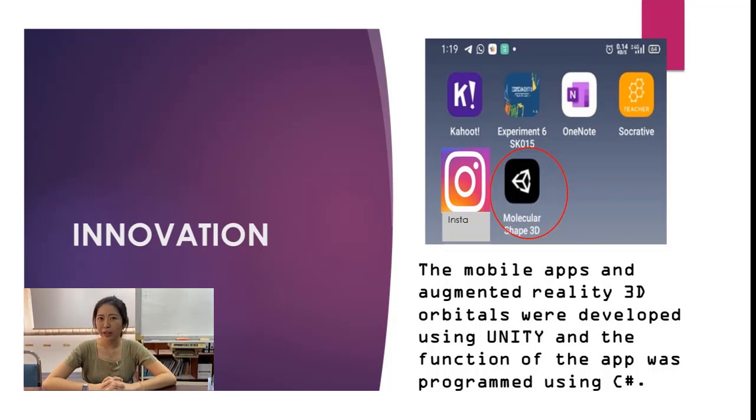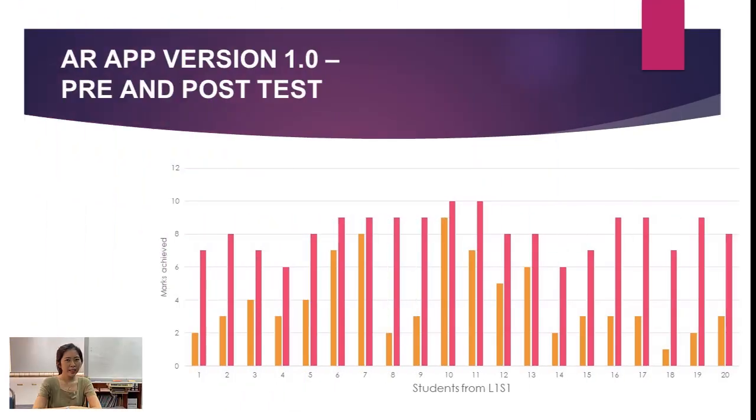The following shows the first version of our innovation, which is known as Molecular Shape 3D. After this AR app was introduced to the students, a pre and post test was taken. By comparing the results between pre and post test, based on the following graph, you can see that the orange color bar represents the pre-test result and the pink color bar represents the post-test result. So you can see a very great difference, which shows a very significant improvement after applying this AR app.